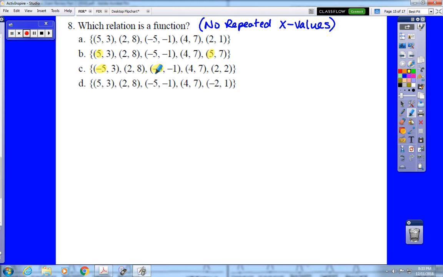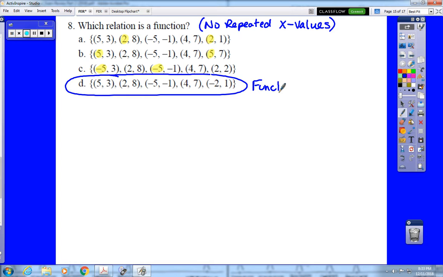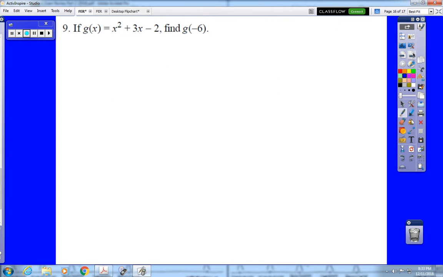Let's see here. On A, 2 and 2. See how there's a repeated x? That is not a function. So the correct answer is letter D. That is the only one with no repeated x's. That is the only function. All of the others have a repeated domain value, which makes them not a function.